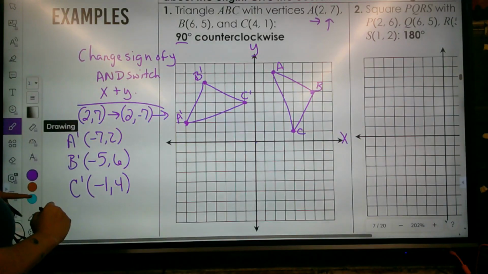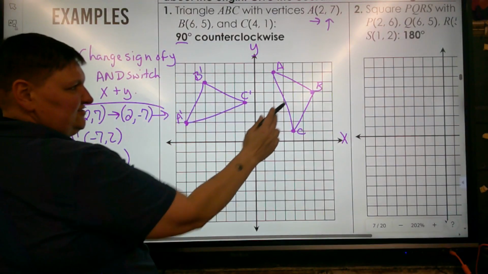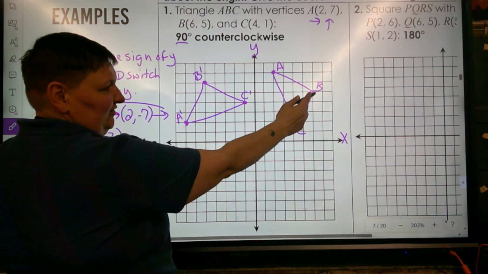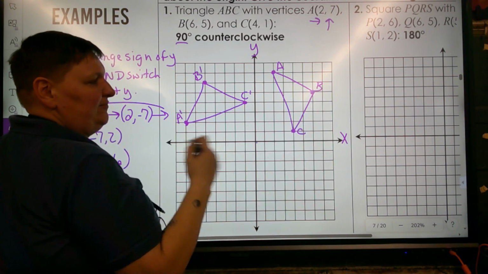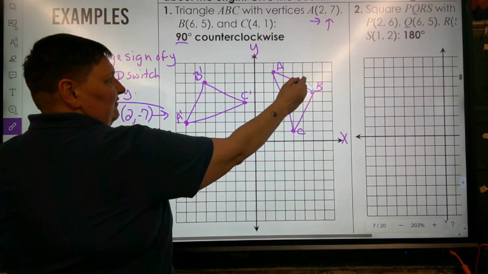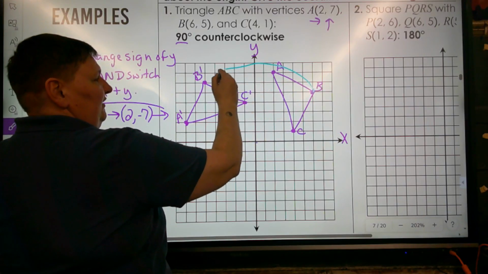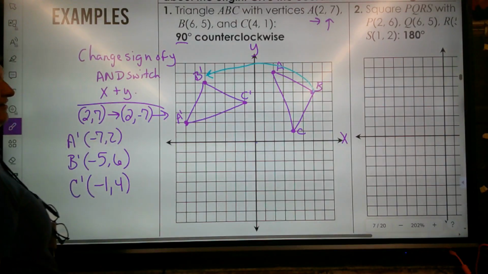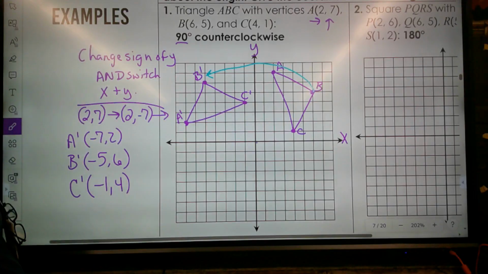And if you need a visual, pick 2 points. B and B prime would be perfect. Or A and A prime, or C and C prime. It doesn't matter. And do the rotation. B to B prime is a 90-degree counterclockwise. You can see it. All right?